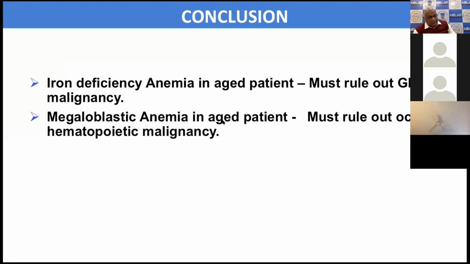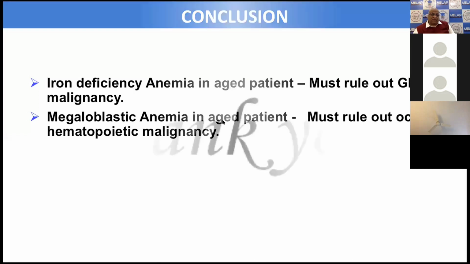If it is megaloblastic anemia, don't jump to the conclusion. Again, in a middle-aged patient with adequate nutrition, this is not pure B12 or folate deficiency. Rule out hematopoietic malignancy. And if you are getting a frank picture of megaloblastic anemia, provide B12 and folate, wait for some time, keep the patient under close observation, perform bone marrow again, then an occult malignancy may become overt. Here the role of pathologists comes into the picture, right?